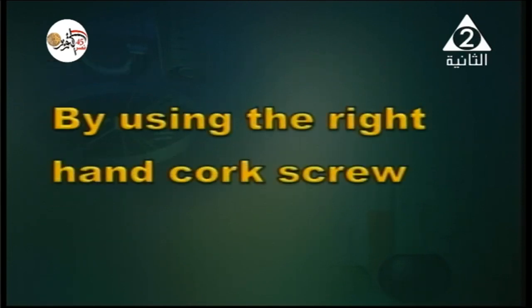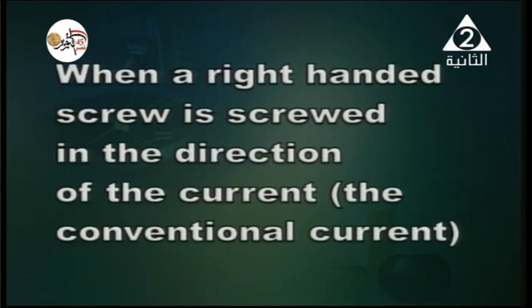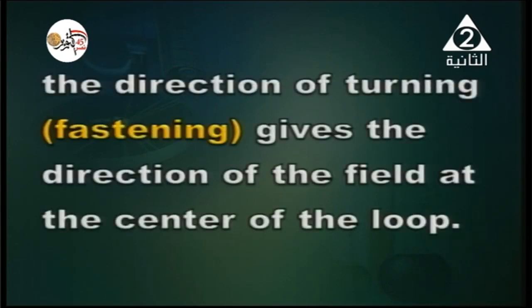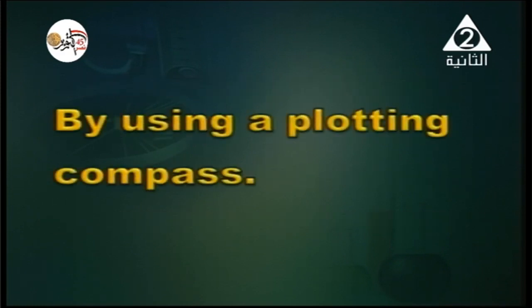Also, we can use the right hand corkscrew. The question is how. When a right hand screw is screwed in the direction of the current, of course, the direction of the conventional current, the direction of turning, the direction of fastening, gives the direction of the field at the center of the loop. Also by using a plotting compass.